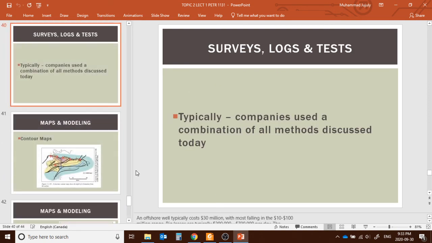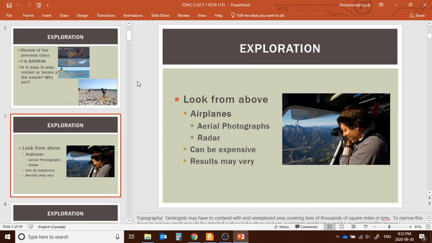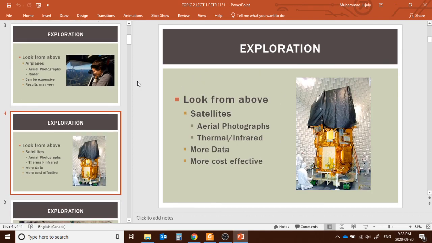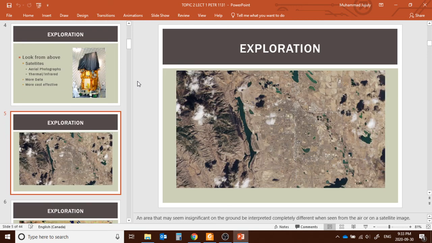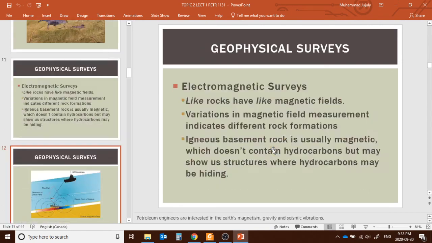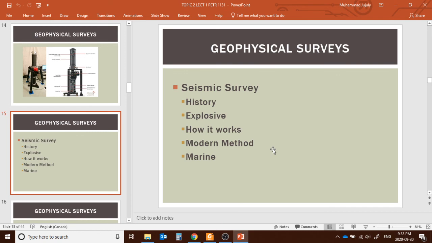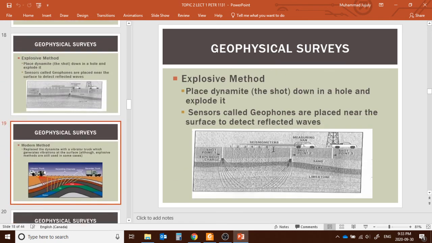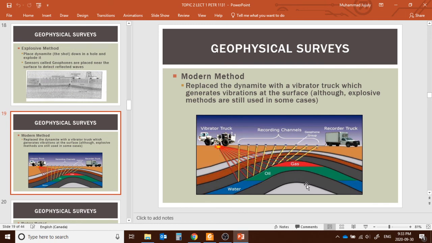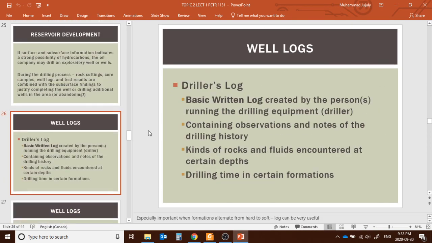So what we have learned is how we start the exploration. The first basic step is doing the exploration from above, taking pictures and getting the potential site, and from that we narrow down. Okay, and after narrowing down we do the geophysical survey. From there we narrow down again, and after that we start the seismic survey. We narrow down even more, and after that we start experimental drilling.